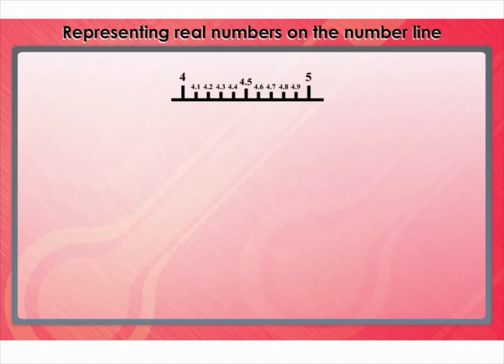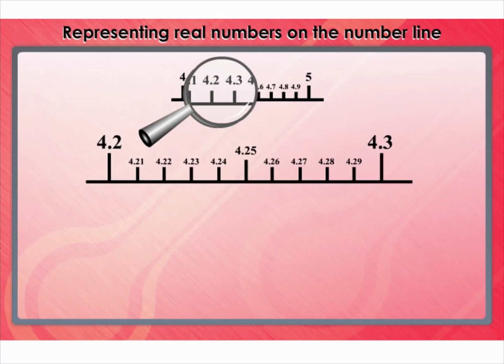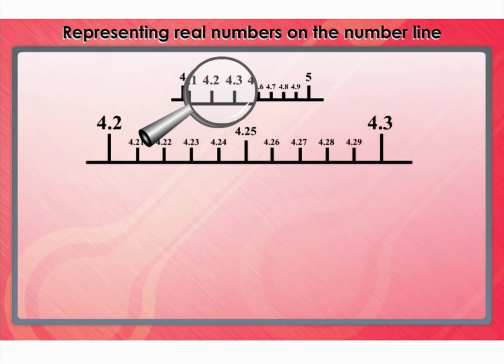Let's try another example and visualize the position or representation of a real number with a non-terminating recurring decimal expansion on the number line. Visualize the representation of 4.27 bar on the number line up to 5 decimal places, that is 4.27777. First, we see 4.27 bar is located between 4 and 5. In the next step, we locate 4.27 bar between 4.2 and 4.3.